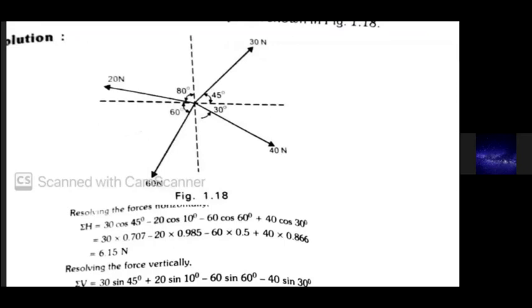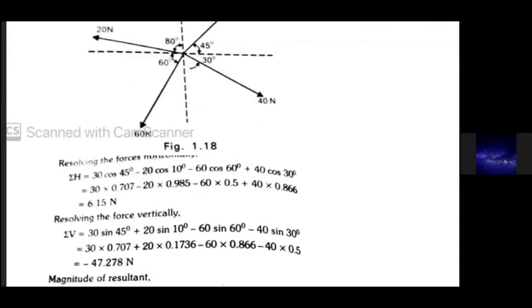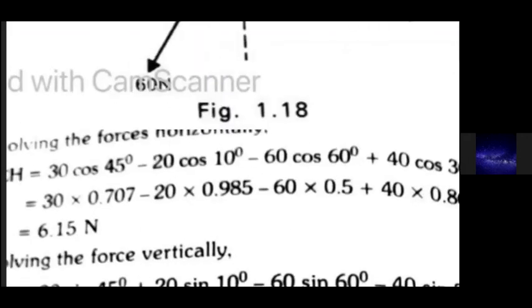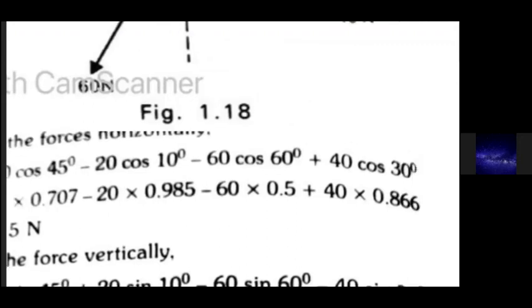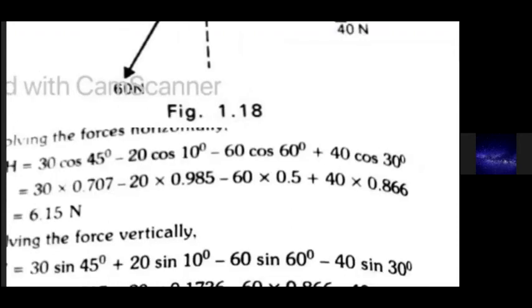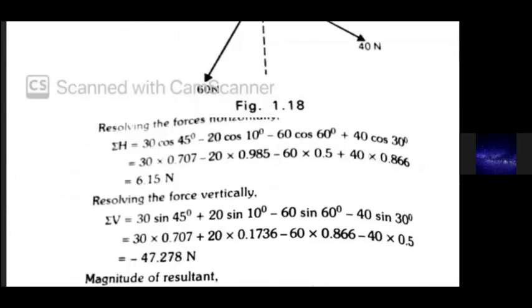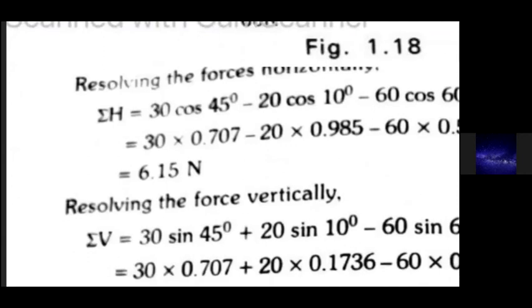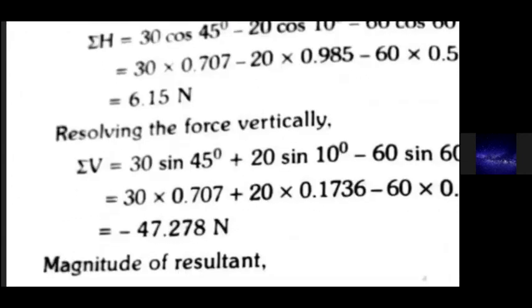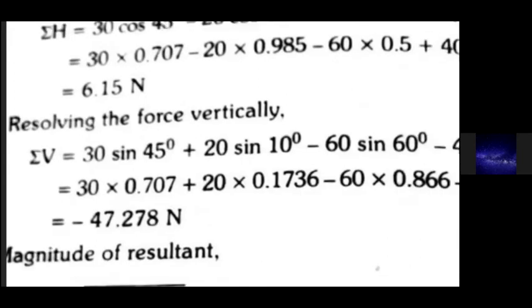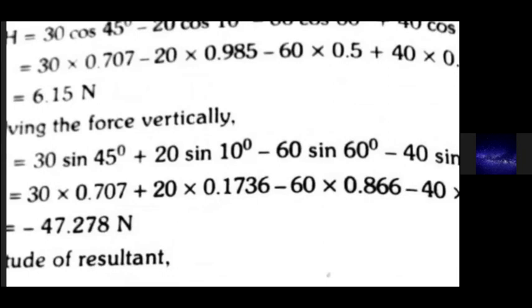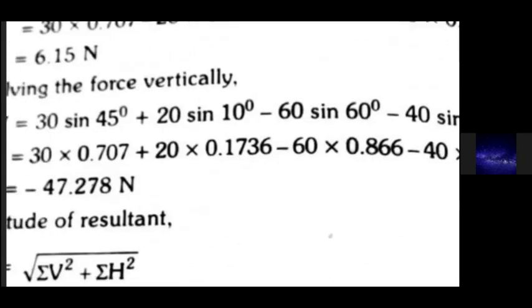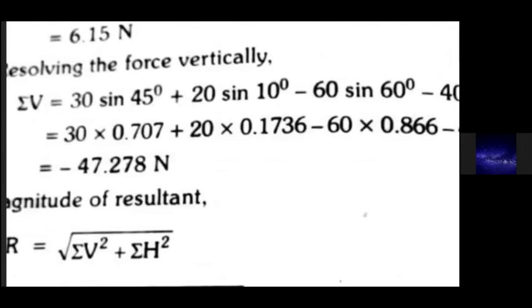After that, resolve the forces and calculate the algebraic sum. That is, sigma H is equal to 30 cos 45 minus 20 cos 10 minus 60 cos 60 plus 40 cos 30. Calculate this value, 6.15 newtons. Similarly, resolve the forces vertically and calculate sigma V equal to 30 sin 45 plus 20 sin 10 minus 60 sin 60 minus 40 sin 30. Calculating, we will get minus 47.278 newtons, and we substitute this value in the resultant.